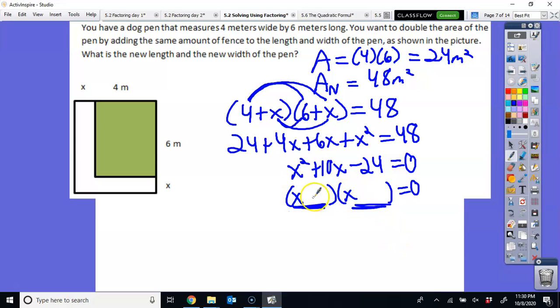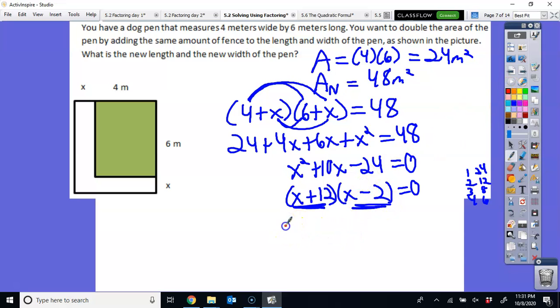x and x. Plus and minus because of negative 24. Factors of 24: 1 and 24, 2 and 12, 3 and 8, 4 and 6. But I got to get 10 in the middle. Don't put 4 and 6. Oh, please? Because it's a positive and a negative, I actually need to do plus 12 and minus 2 to get 10. If you put 4 and 6, it's not going to work.